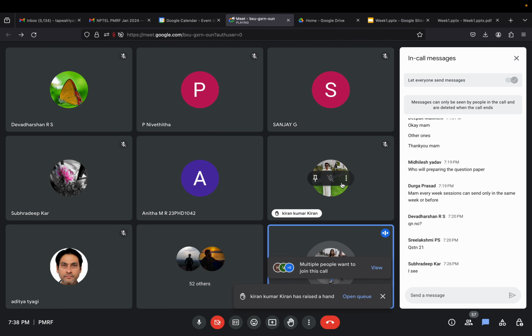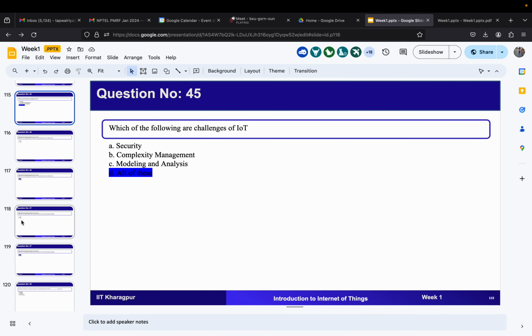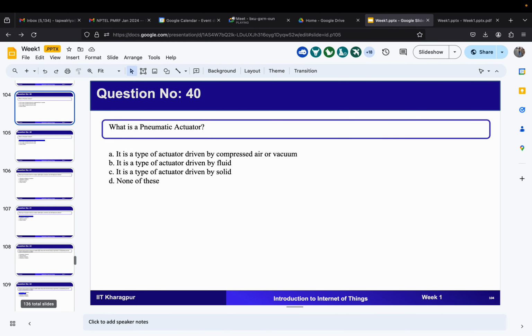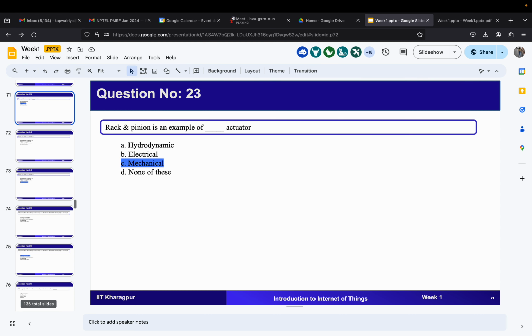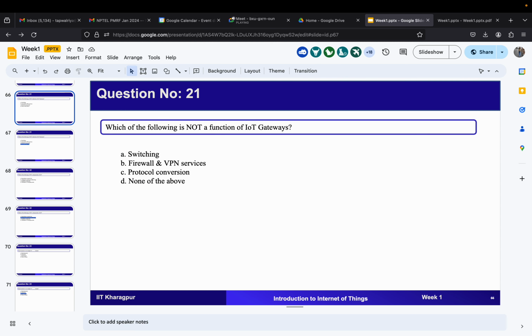I have already shared this PDF with you. Question number 20. Someone has written question number 21. So, do you have any doubt? Sri Lakshmi, do you have any doubt with this question? No.